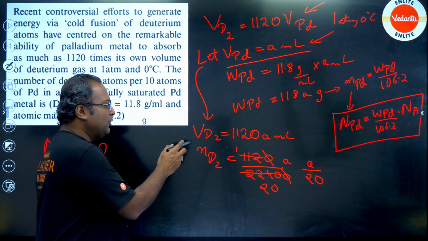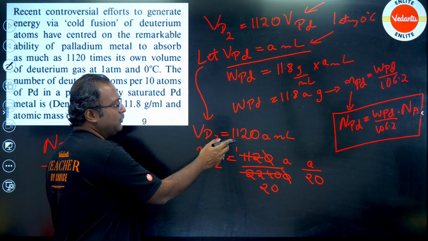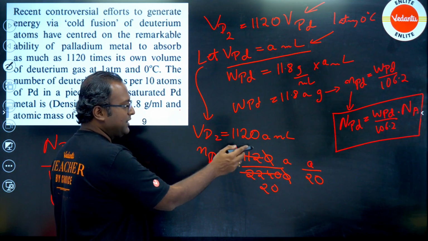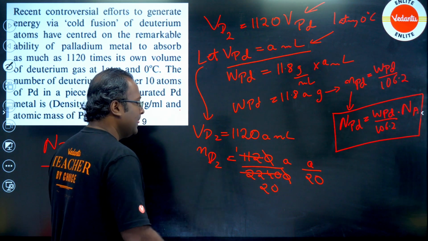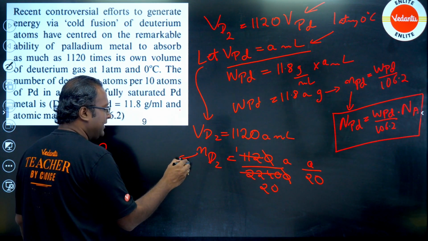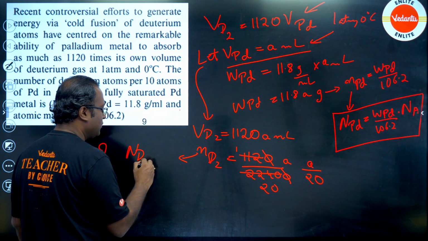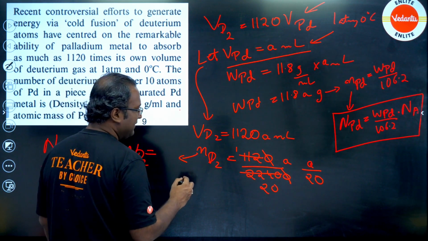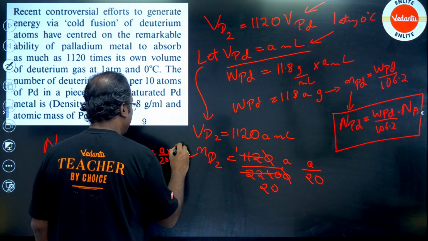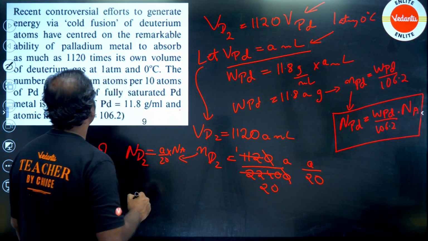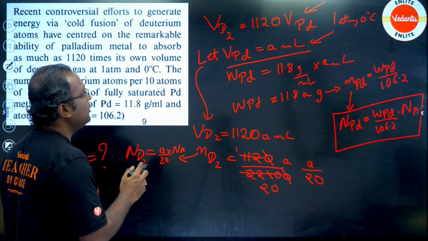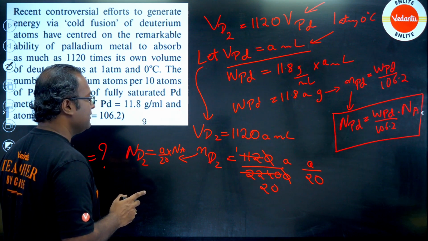The volume of deuterium that we got was 1120 times the volume of palladium. We divided by 22400 to convert it into moles of deuterium. The 0 cancels here, rest calculation done, so that you get A by 20. And how many particles are present therefore of deuterium? The particles that are present of deuterium is A by 20 into Avogadro. Now mind you, we were solving this for deuterium molecule everywhere.